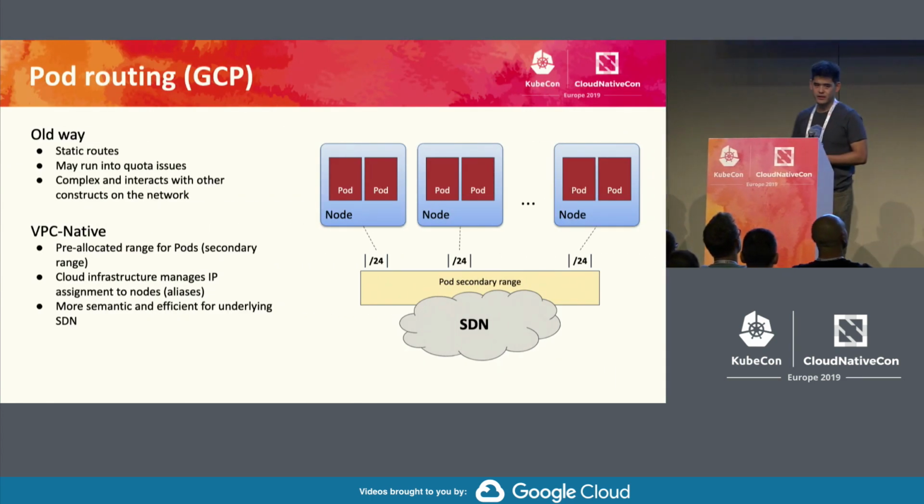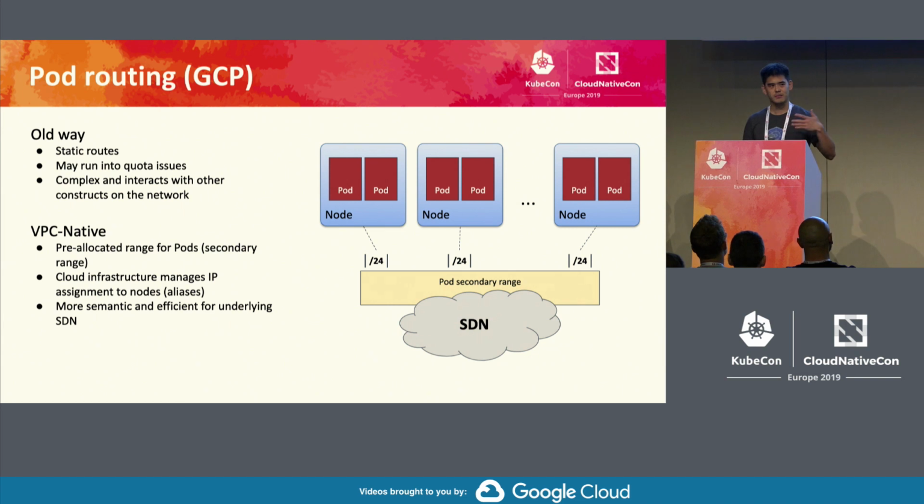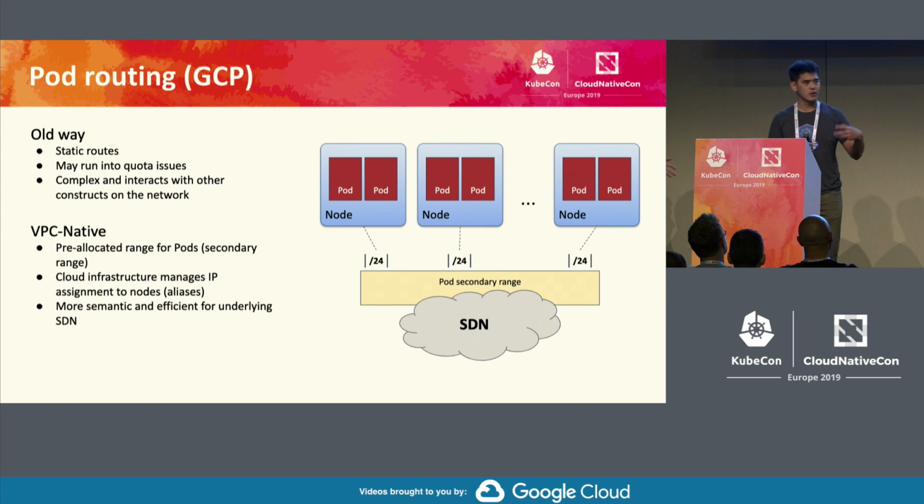In Google Kubernetes Engine, or if you run Kubernetes directly on GCP, it used to be that in the old way we created static routes. As we discussed before, the static route functionality is fairly complex, and you can easily run into quota issues because it's resource intensive to implement all the different features there. What we have added is a VPC native mode. In VPC native, you have a pre-allocated range for the pods, and from this range the cloud allocates the IPs as alias ranges to the VMs. The cloud manages this IP allocation for the cluster.